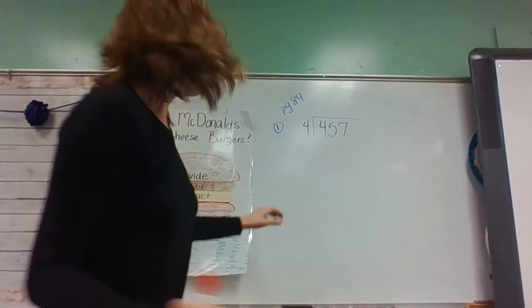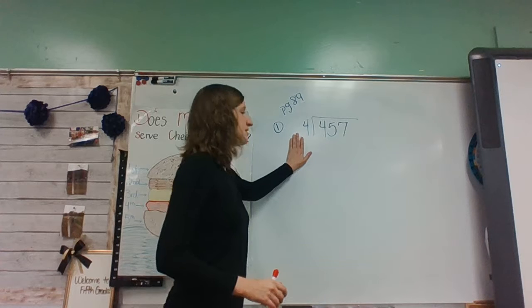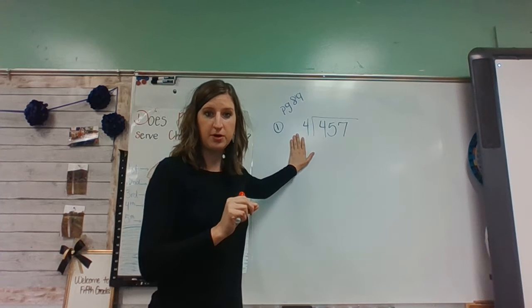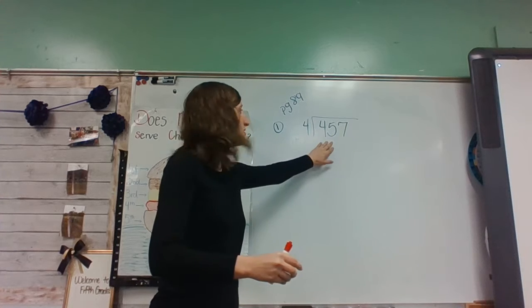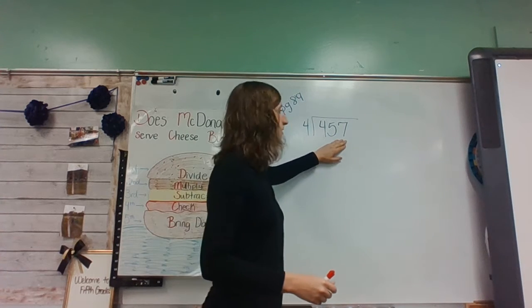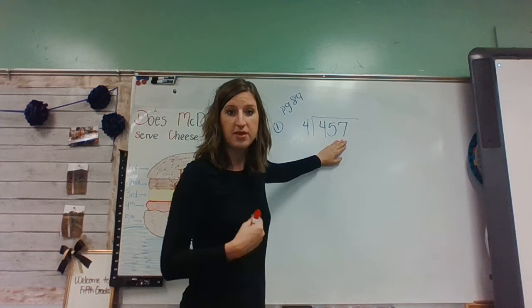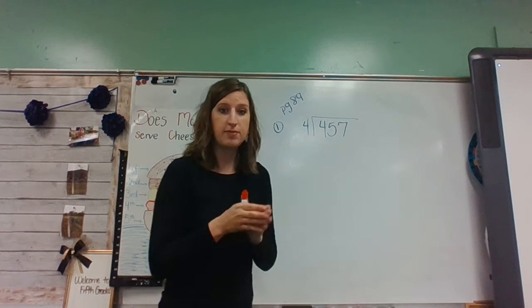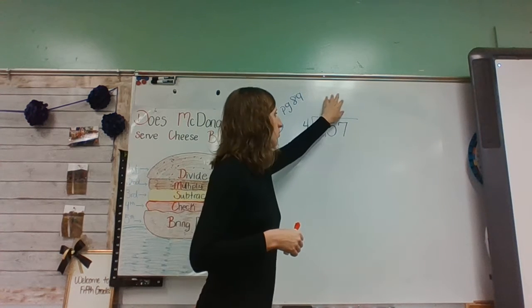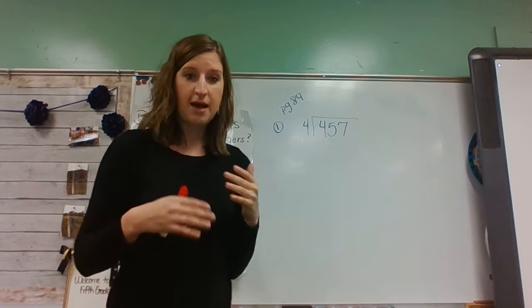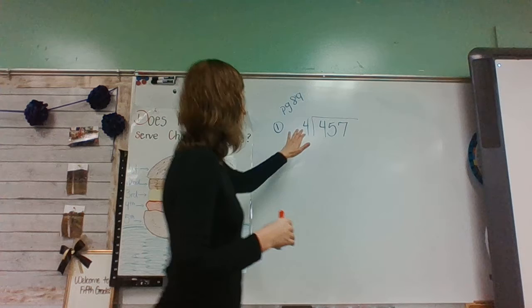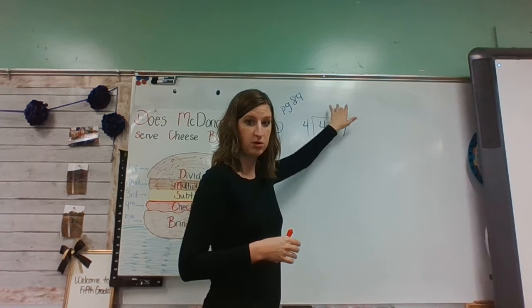Okay, so if we look at the 4, this is called the divisor. This is the number that we're seeing how many times it goes into this bigger number. The bigger number is called the dividend. This is the number that is being divided, the thing that is being split up. When we put our answer up top, the answer is called the quotient. That is how many times the divisor goes into the dividend.